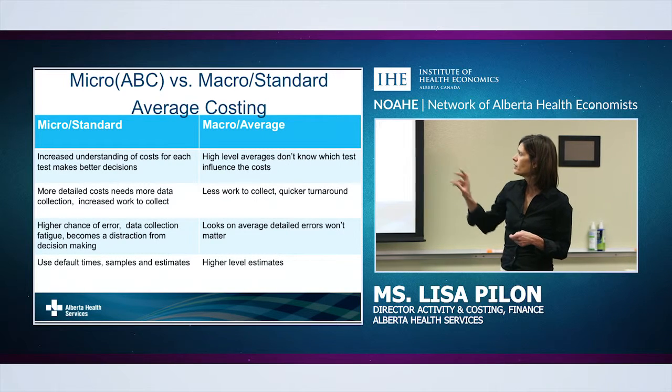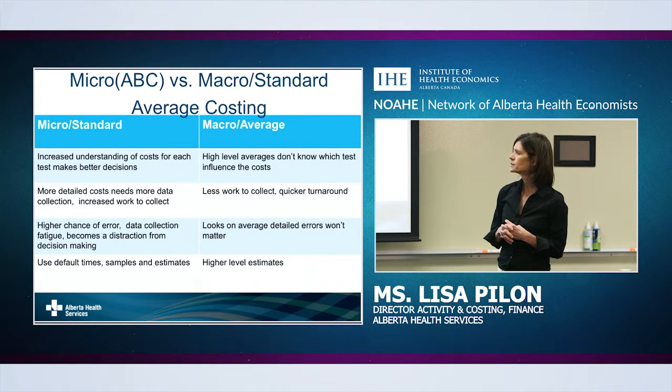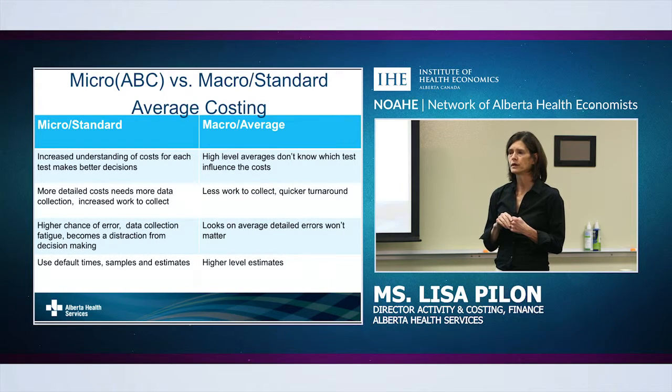And again, just the macro of that looks on average, detailed errors won't matter as much. Now, how can you solve some of this? In the micro standard costing world, you can use default times, samples, and estimates. You can quickly validate and kick out what you may consider to be bad data. There's different ways to do it. And with the macro costing, you're really just using higher level estimates is what you're doing.